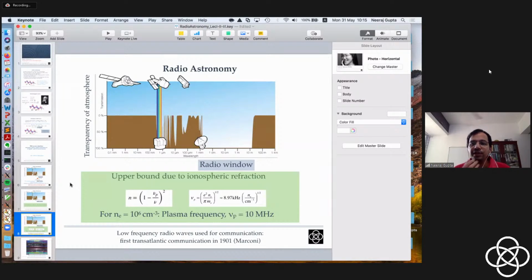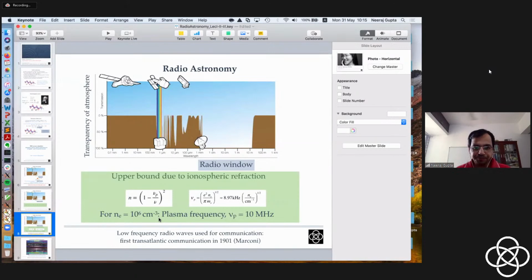So Earth's ionosphere actually reflects radio waves for very much the same reason, right? If you want to observe at frequencies lower than, say, 10 megahertz, which corresponds to the plasma frequency of the ionosphere, given the electron density we're talking about for the ionosphere, then the radiation coming from space would be reflected back, so we cannot receive it anymore.